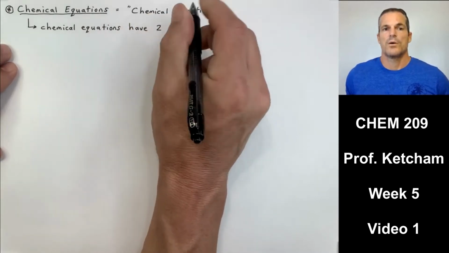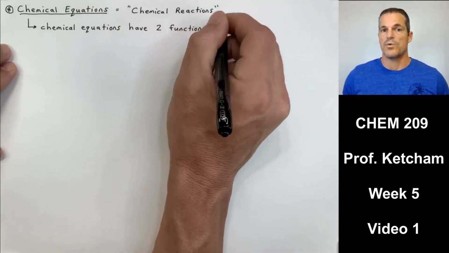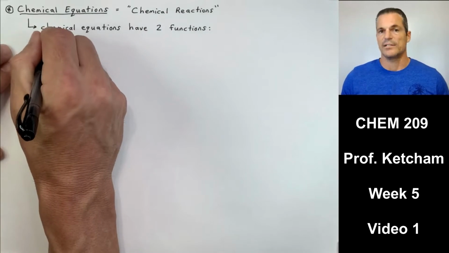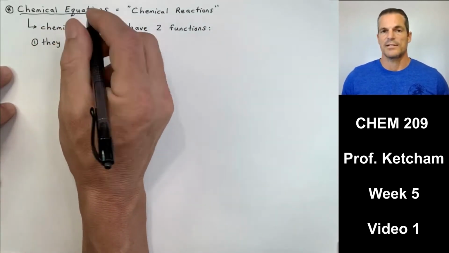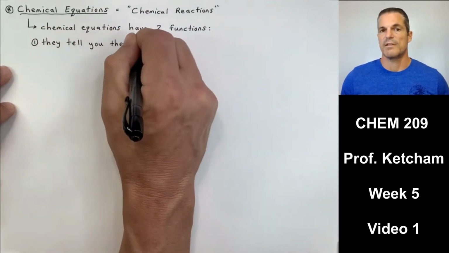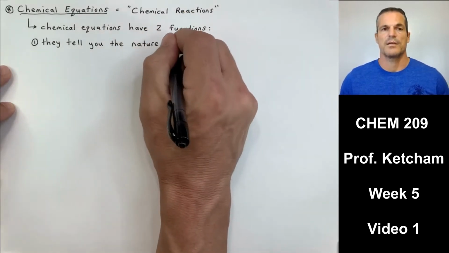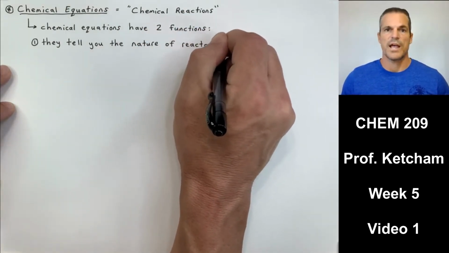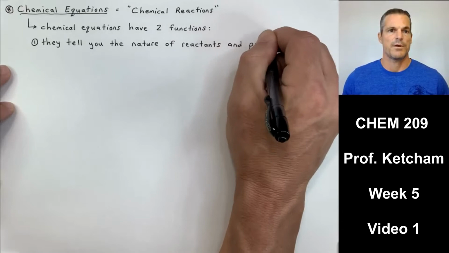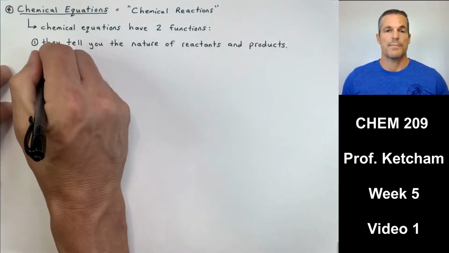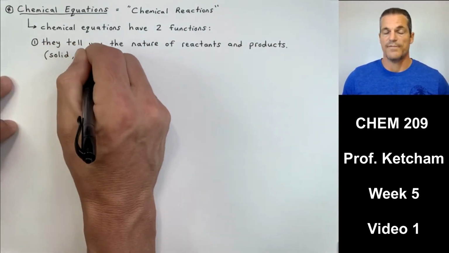Right. So we're going to start talking today about chemical equations. And when I say balanced chemical equation, it's kind of synonymous with me saying balanced chemical reaction. Okay. So chemical equations, chemical reactions, same idea for me. All right. So first off, chemical equations have two main functions.